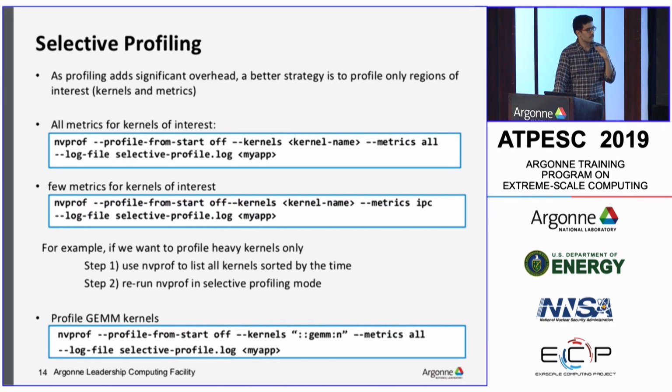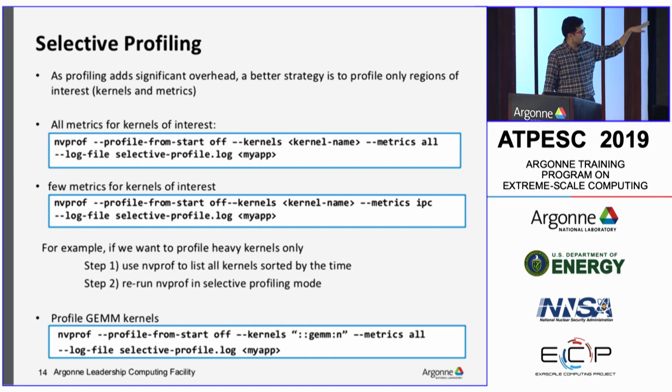So as I said earlier, the overhead is very large for NVProf. That could range from like 5 to 10 or 12x. So we want to minimize the overhead in terms of getting the data. So we use something called selective profiling. Basically, we want to limit the scope of where we want to profile. Do we want to profile the whole code, or are there any selective regions of interest?